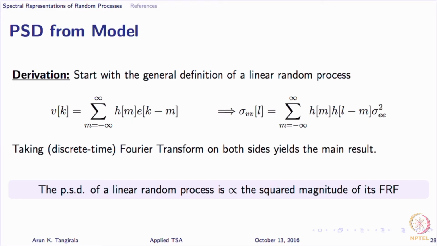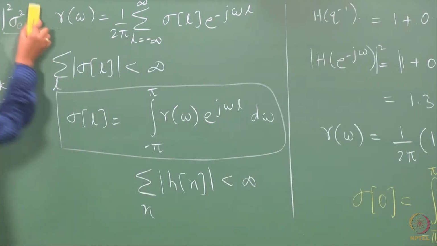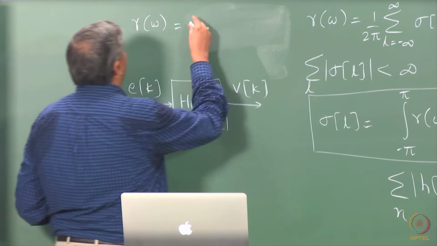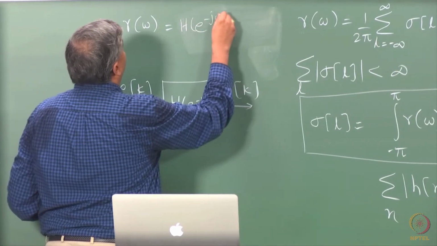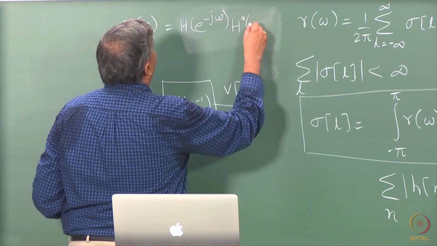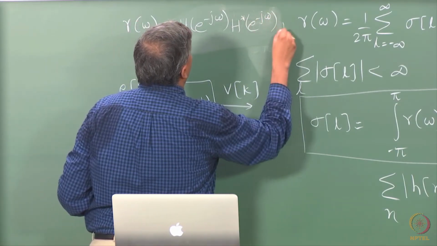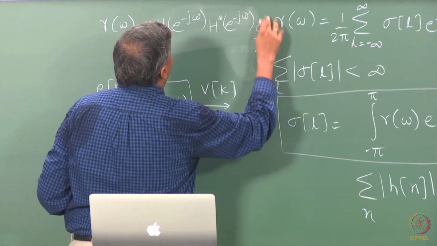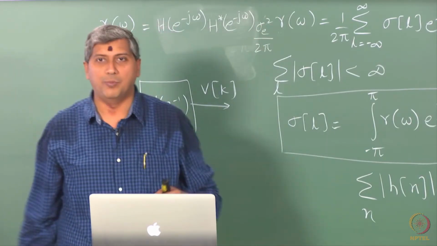When you take the DTFT of the left hand side, what do you get? The spectral density, of course, differing by a factor of 1 over 2 pi, that is okay, you can multiply both sides. On the right hand side, you can do some algebraic jugglery and show that the right hand side expression is of this form. Essentially the same thing, but I am going to write it more explicitly: H of e to the minus j omega times h star of e to the minus j omega times sigma square e by 2 pi. But the 2 pi comes about by deliberately multiplying both sides with 1 over 2 pi.